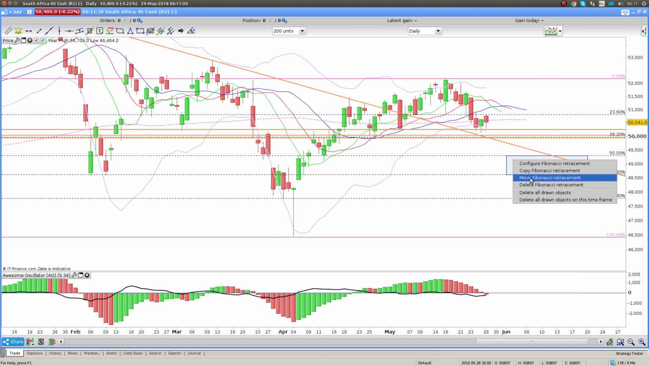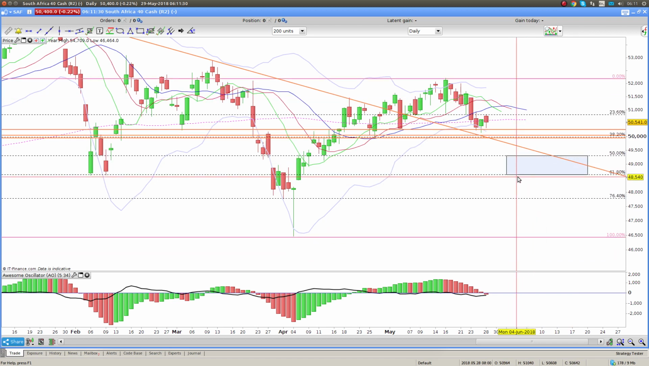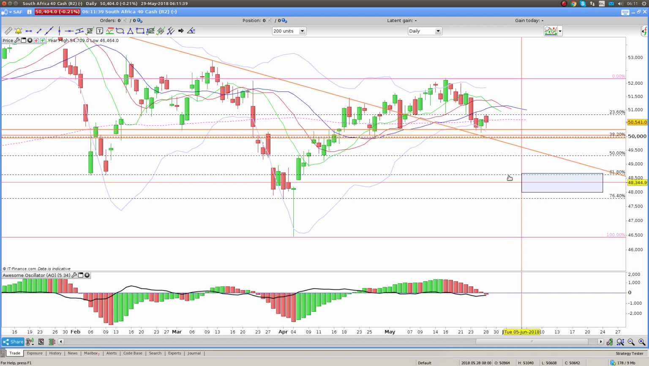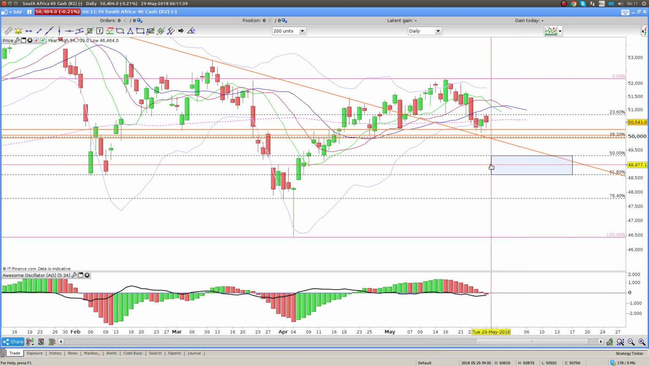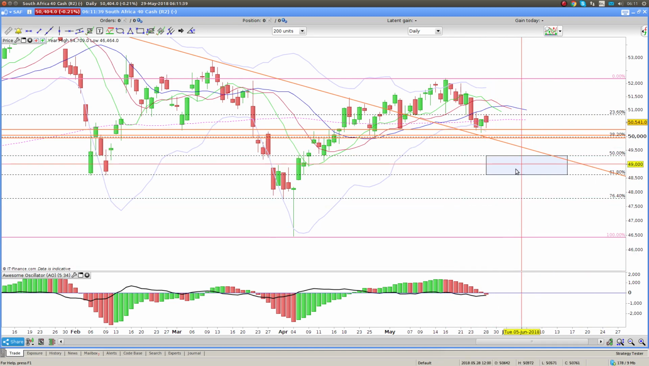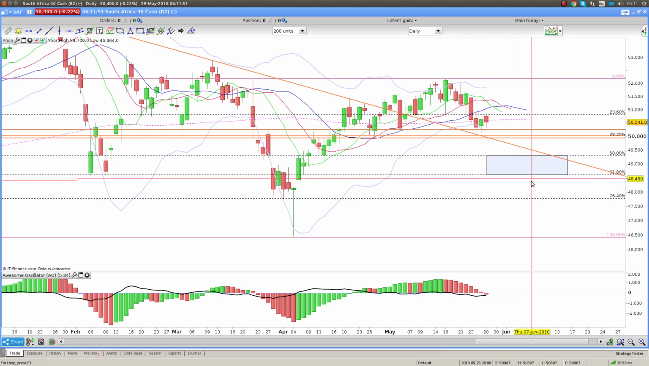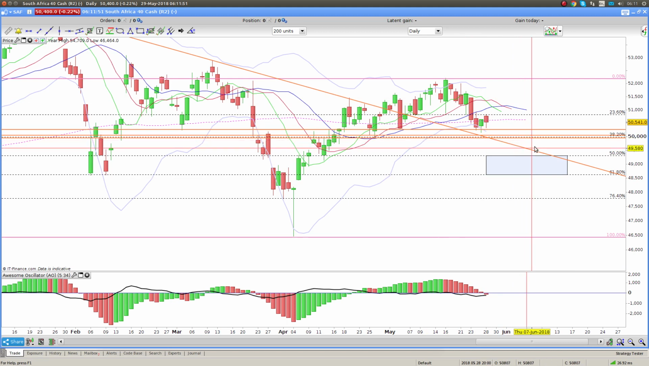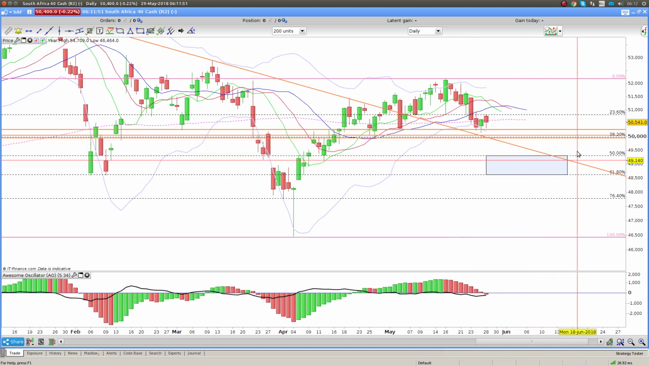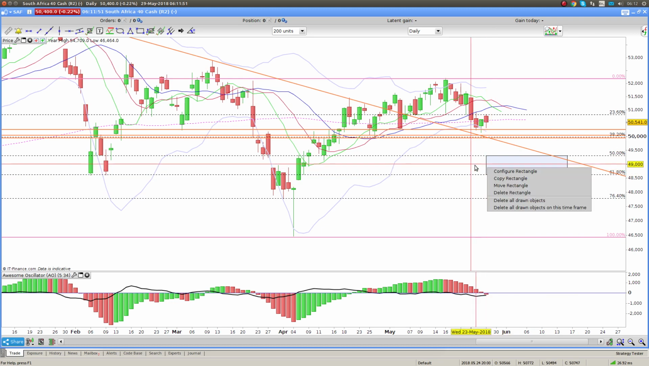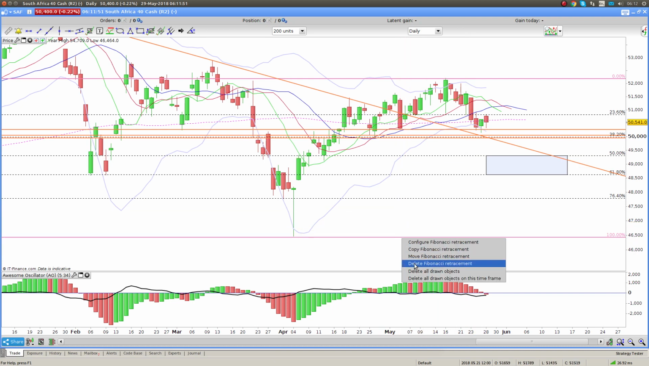Let's just move the rectangle over a bit, so you can see. Okay, so that's kind of the area that we are looking for. So, you know, what could happen is we could just run down this trend line until we get here, and then we move to the upside. Okay, so that is a possibility, but I want to just delete the Fibonacci.